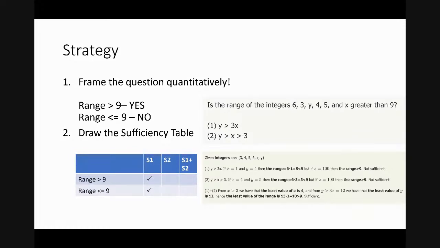Does that make sense? So now let's look at statement two, which says y is greater than x and it's greater than 3. So now let's say, for example, let's take x equals 4 and y equals 5 because both of them have to be greater than 3. In that case, the biggest number is 6 and the smallest number is 3. So the range is 3, which is less than 9. So I have support for this one.